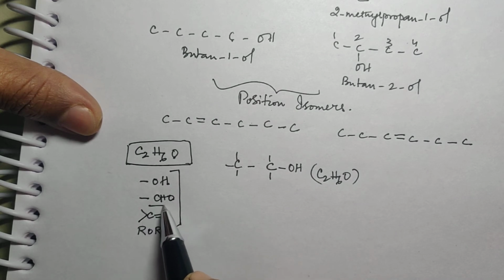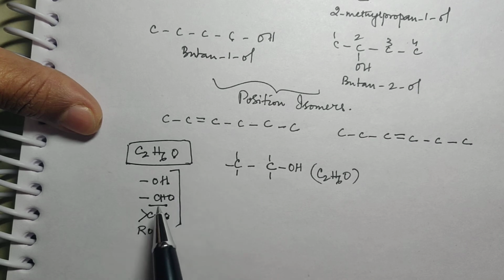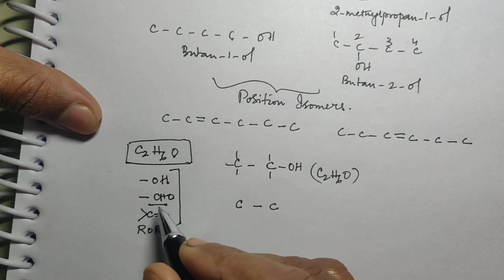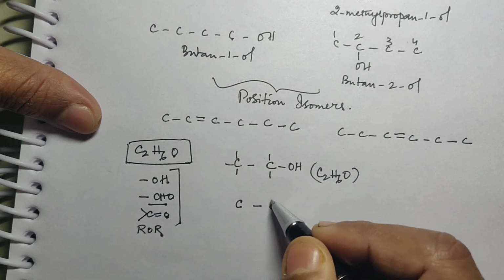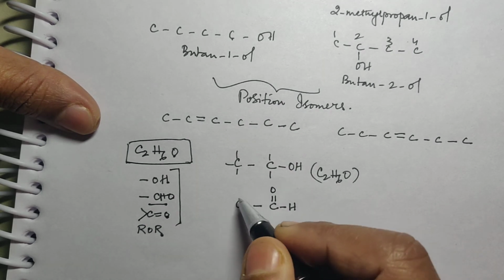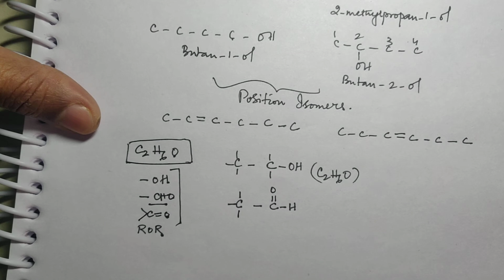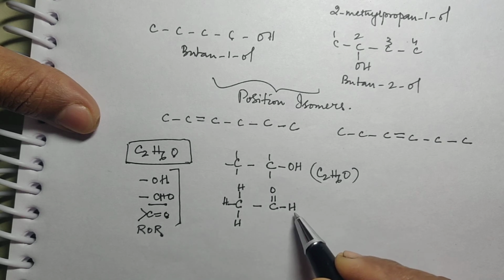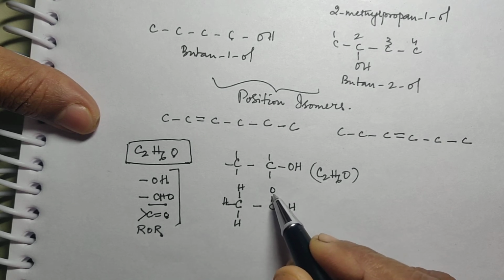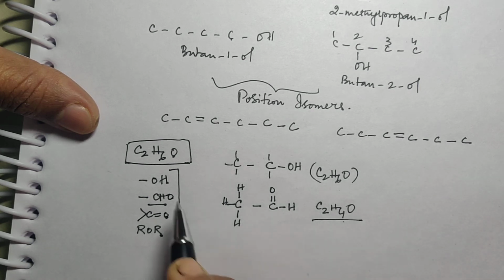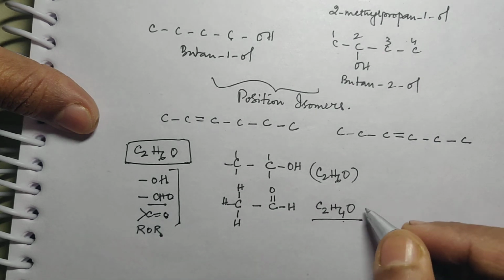Okay, now let us try. Can we write a structure with the same molecular formula showing this functional group? So, you said CHO. There are only 2 carbon atoms, so I am putting it as an aldehyde. After putting this, to satisfy the valency of this carbon, I put 3 hydrogens. So there are only 4 hydrogen atoms and 1 oxygen. That means this is C2H4O. Now this is not coinciding with this formula. That means this is not an isomer.